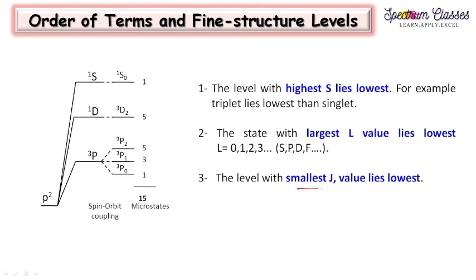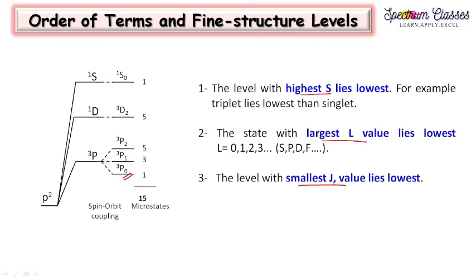Now coming to the J value. If the multiplicity and the L value are both the same for the term, then which will be the lowest energy level? The level which is having the smallest J value lies lowest. So here we are having 0, so this lies lowest. So in this manner we have to arrange this. To determine this: the highest value of S, the largest value of L, and the smallest value of J.